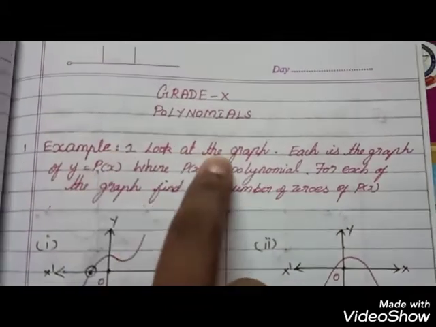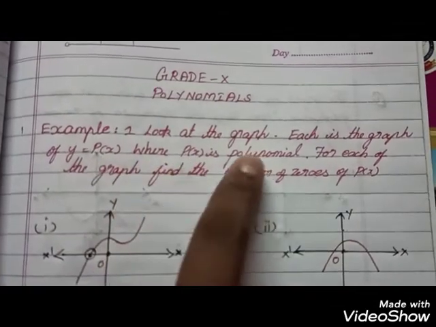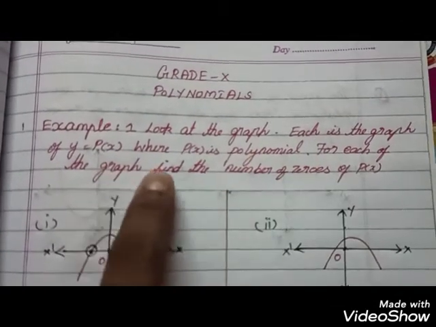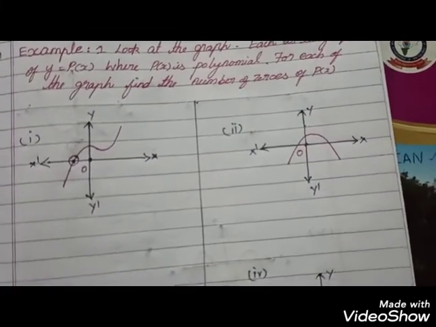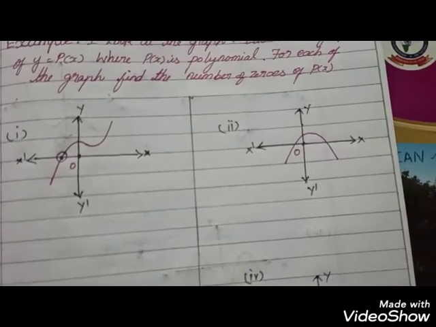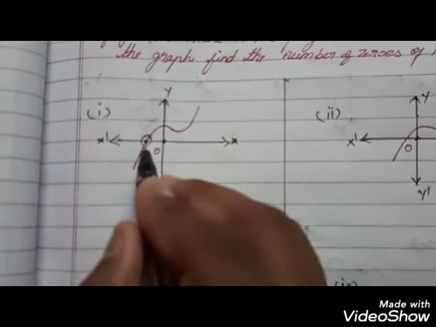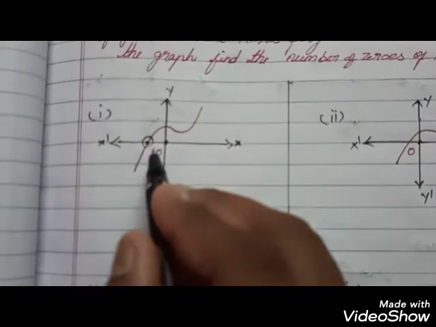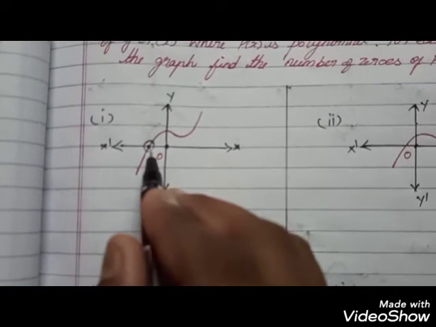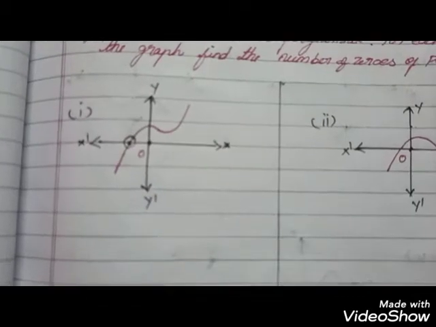Example 1. Look at the graph. Each is the graph of y equal to p of x, where p of x is a polynomial. For each graph, find the number of zeros of p of x. Already I told you how to find it: the graph should intersect the x-axis. Now observe the first graph. In this graph, it touches only 1 point. So we say the number of zeros is 1, because the graph intersects the x-axis at 1 point.